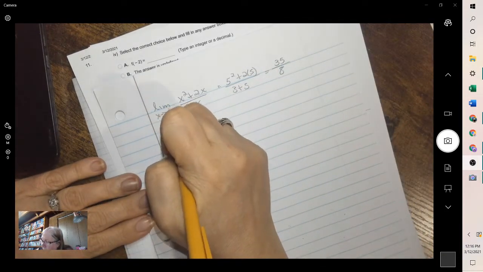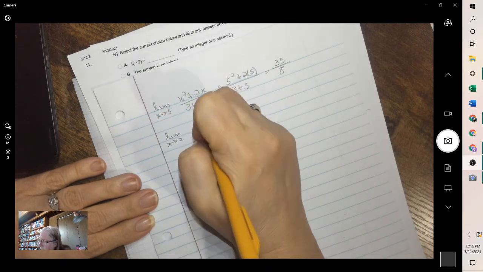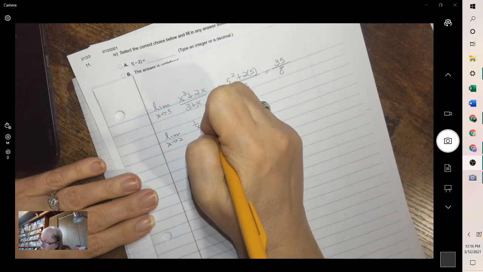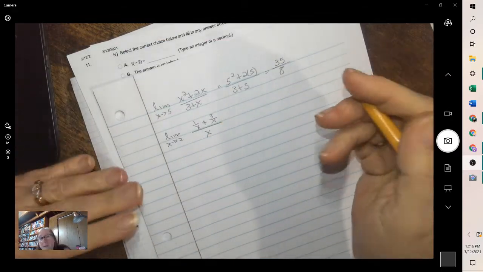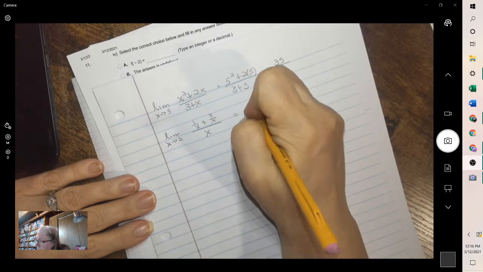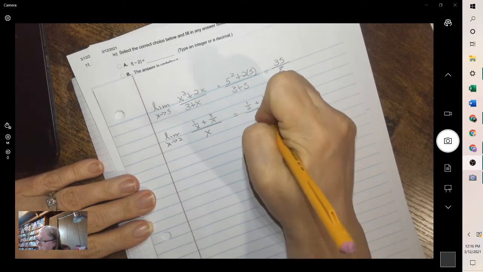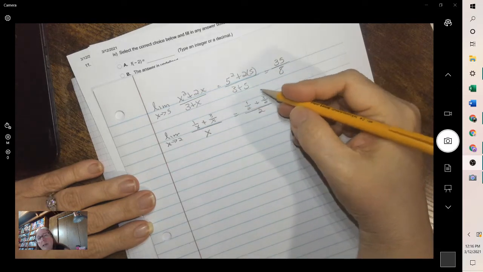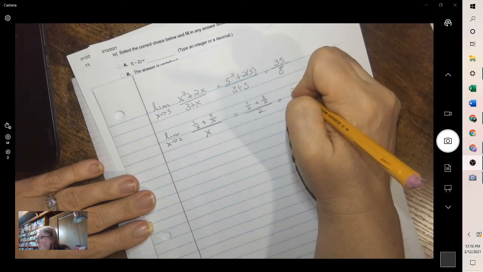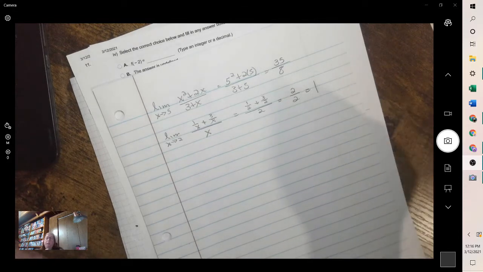I think the limit as x approaches 2 of 1 over x plus 3 over x, all over x. Still plug in a number and see what happens. If we plug it in, we have 1/2 plus 3 over 2 all over 2. 1/2 plus 3/2 is 4/2, which is just 2, over 2 is 1. So the limit as x approaches 2 is 1.